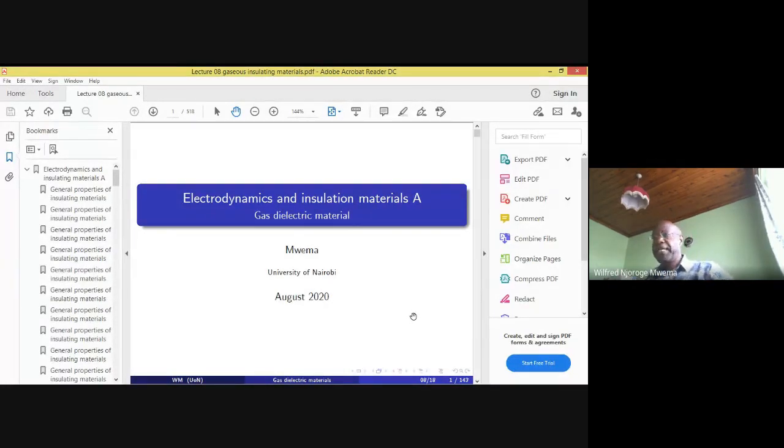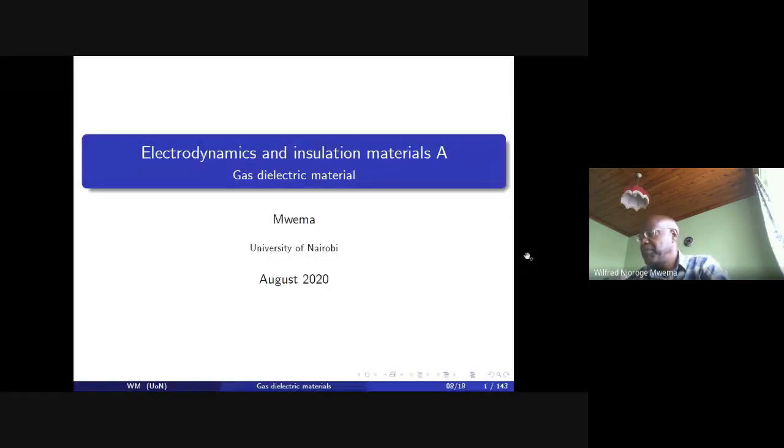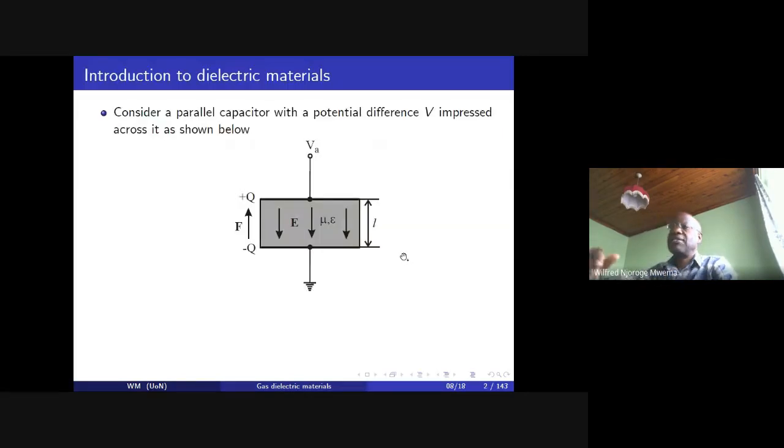So good morning, everyone. Now we look at the gaseous dielectric materials. Although this document will look a little bit different from what you have, I've just added one page. This is just to illustrate what it is we are talking about, the gaseous materials or the dielectric materials, so to speak. Most of the applications for dielectric materials is as insulators, to insulate electrical conductors, and also in the manufacture of capacitors and such like things.